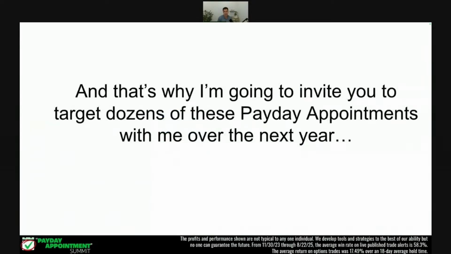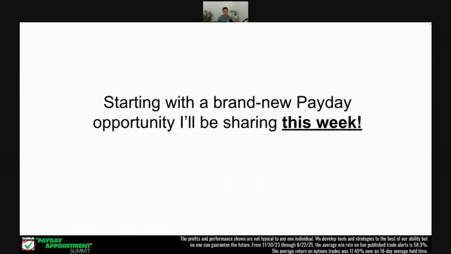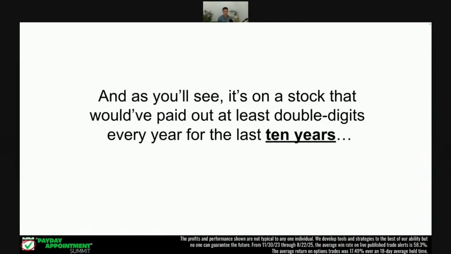And that's why I want to invite you to target dozens of these payday appointments with me over the next year, starting with a brand new one that I'll be sharing this very week. And as you'll see, it's on a stock that would have paid at least double digits every year for the last 10 years.